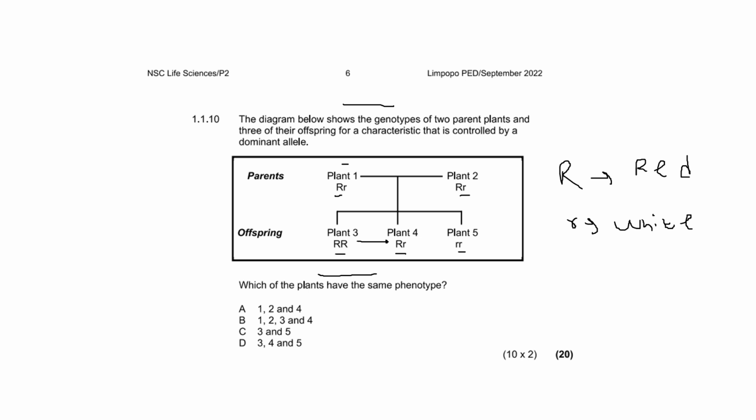So 3 and 4 have the same color. And then 1 and 2 will also be red, because they've got a big R in them. So 1, 2, 3, 4 are going to be the same color. Only 5 will be different. That will be letter B. So that was our lovely multiple choice questions.